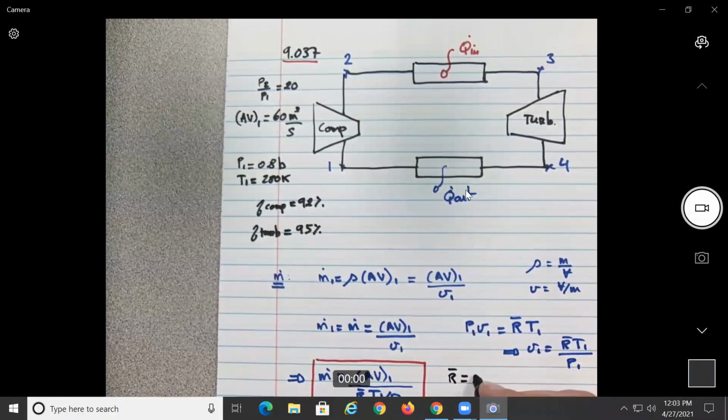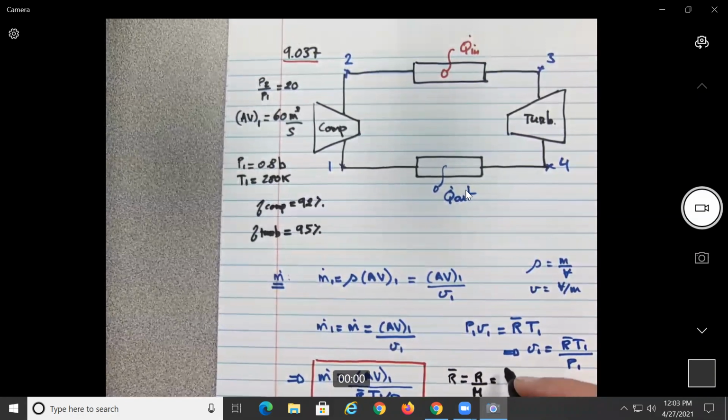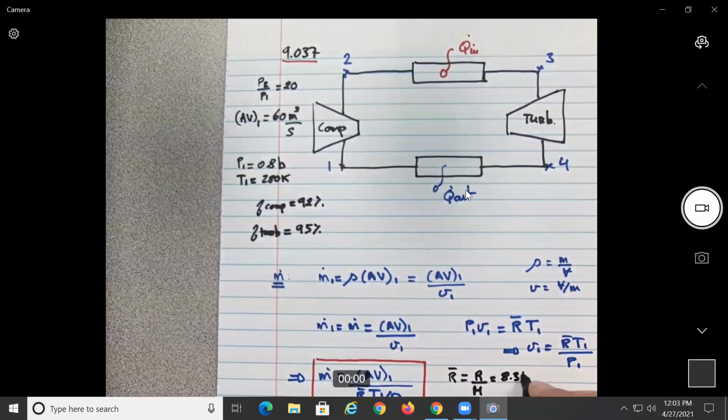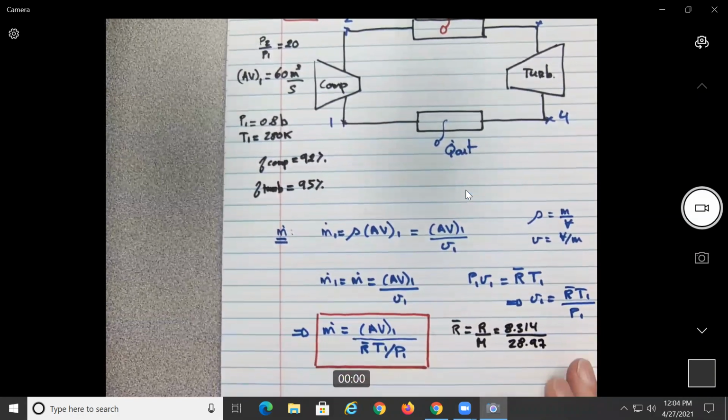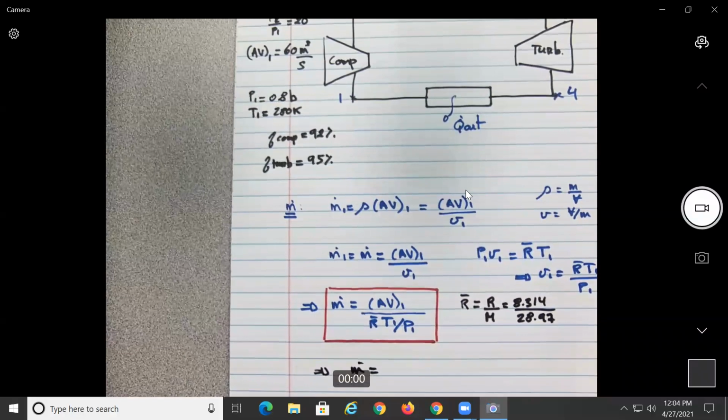R bar will be, for us, R over the molecular mass. So the top is what? Is it 8.314? 8.314. And I think this is in the book for air. I think it's 28.97, if I remember properly, from table A1, no? So I'll let you do the numerical application. I'm not going to write it down. But again, we should end up with kilograms per second.